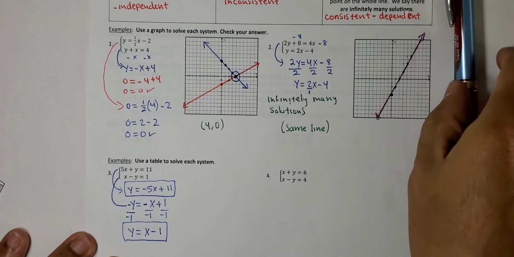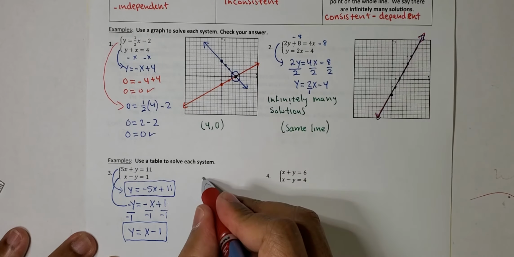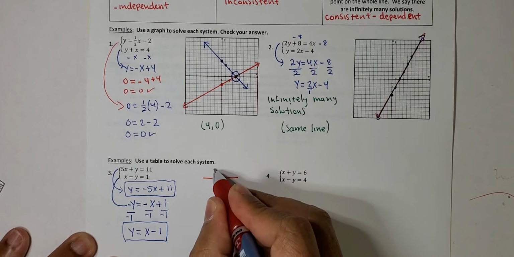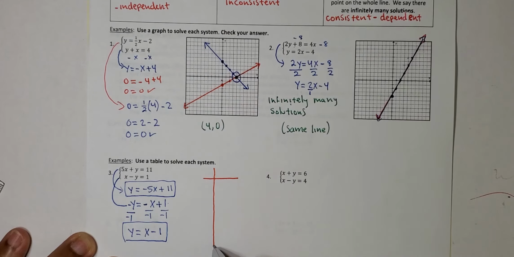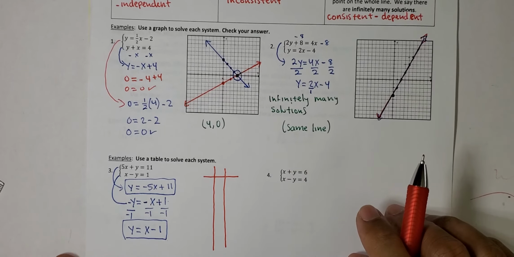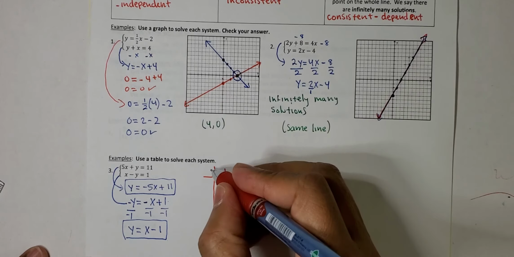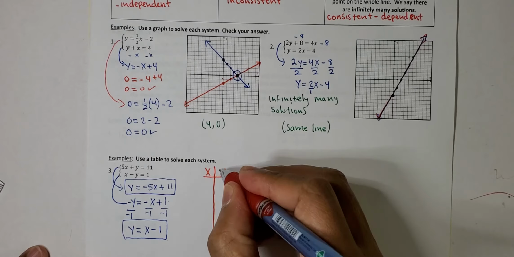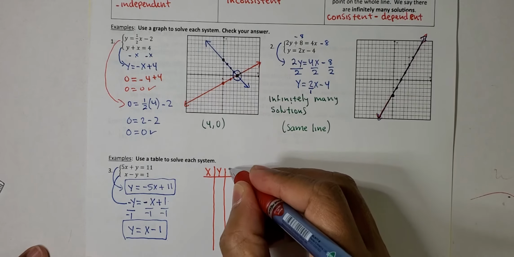Now, this is how we use the tables. I'm going to set up a table, and since I have two equations, what we're trying to find is where the lines intersect by using a table. So we have x values, y values, and we have two of them, right?